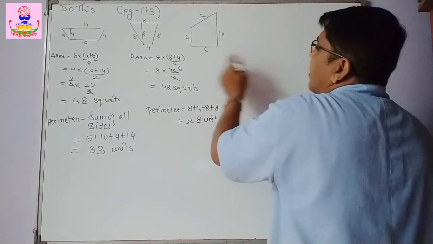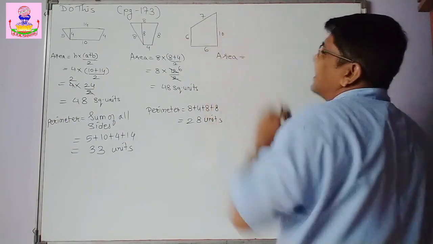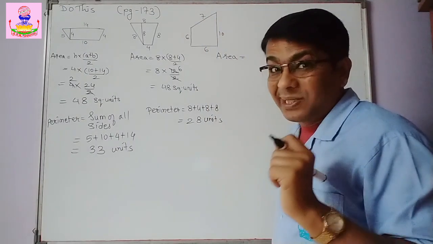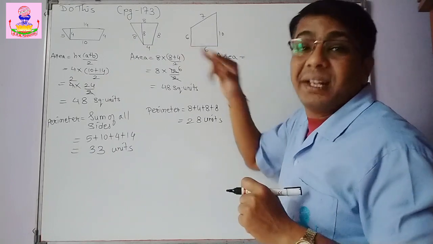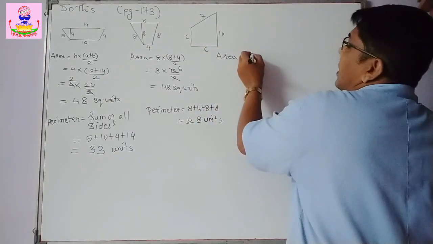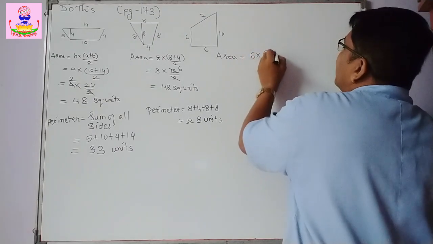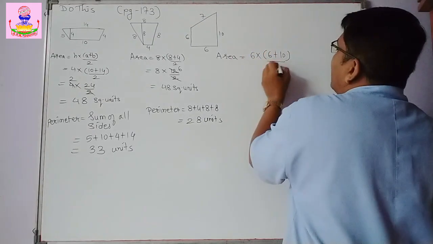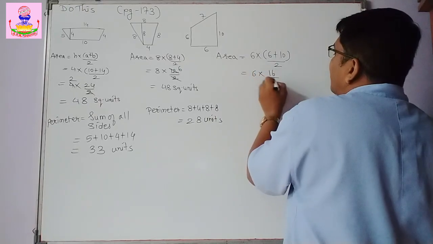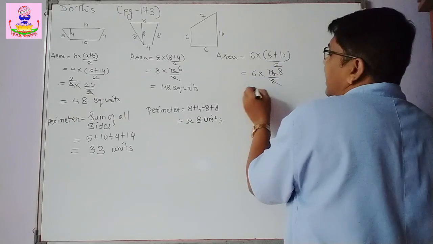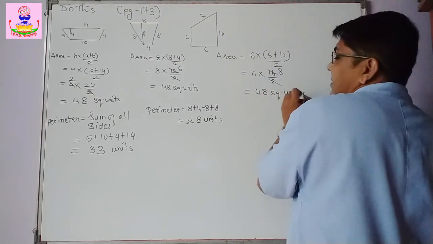Now, for this, see here. What is the area? Now, which are the two parallel sides? These are the two parallel sides. Now, which is the height here? This side itself is the height. Okay. So, h, that is 6, into (a plus b). So, 6 plus 10 upon 2. So, 6 into 16, 16 upon 2. 2 eights are 16, and 8 sixes are 48 square units.